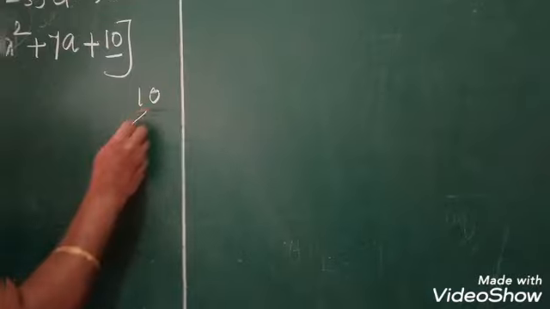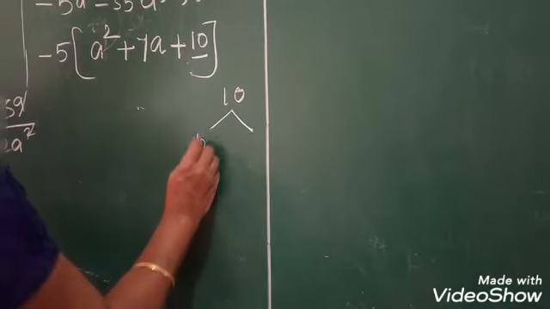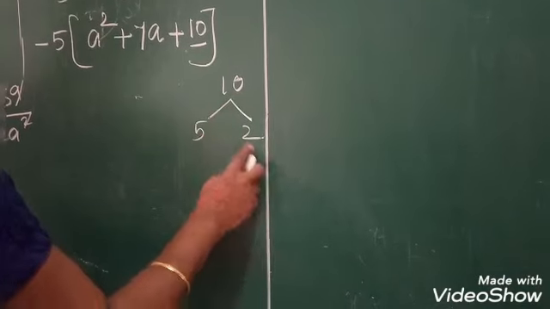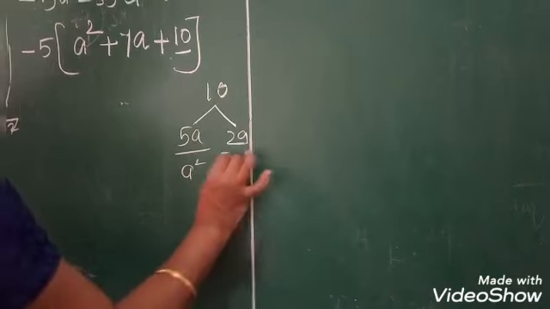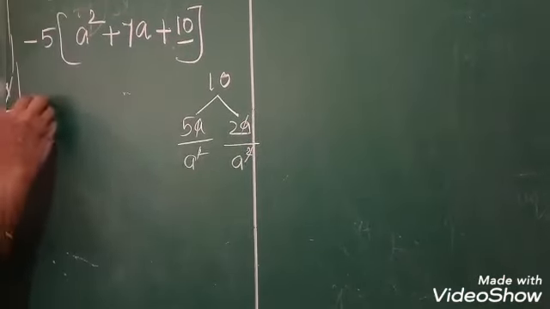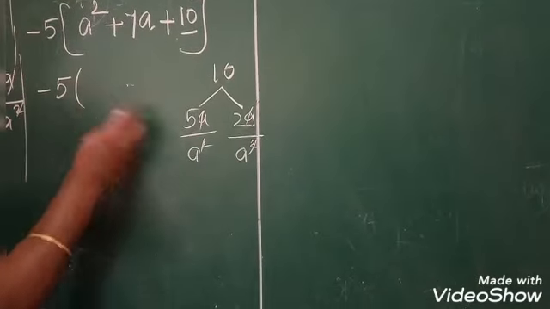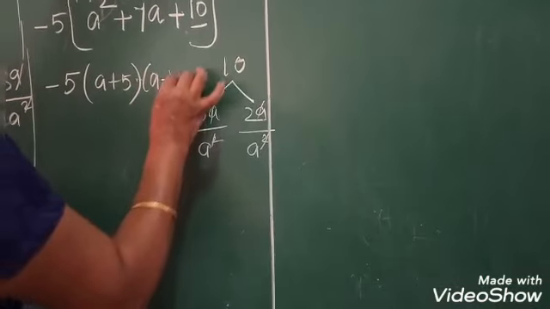Again you have to factorize 10. 7 is there. What are the factors? Yes, 5 times 2 is 10, 5 plus 2 you will get 7. Now you have to put the variables. a squared. Now you have to divide, girls. Now the factors: minus 5 is already outside. So the factor is a plus 5, one factor. The other factor is a plus 2.